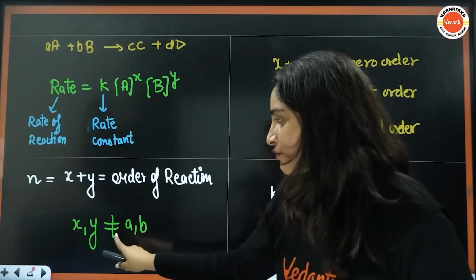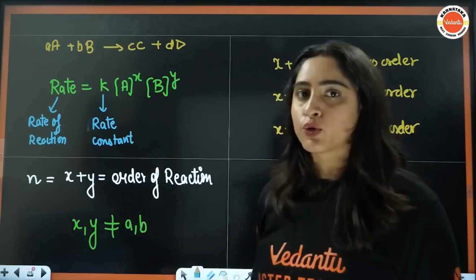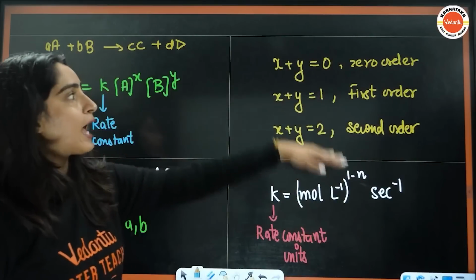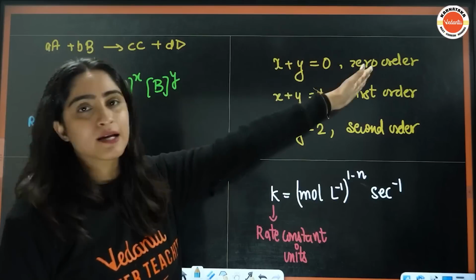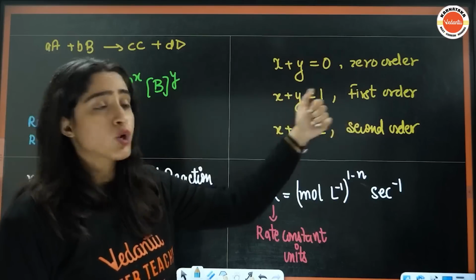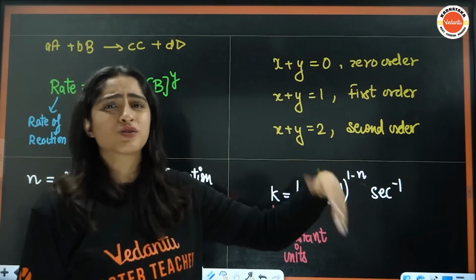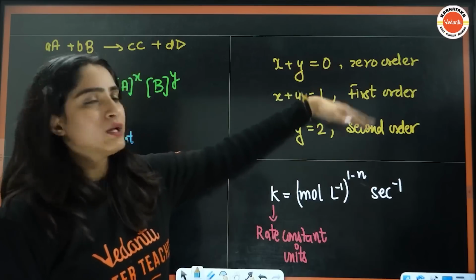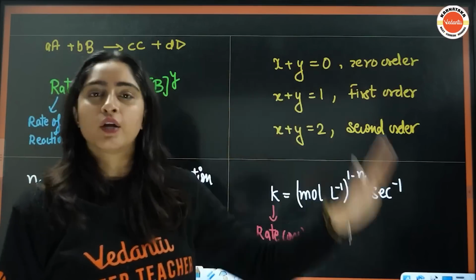I have written x and y, which are not equal to a or b, nothing to do with a or b, right? Next, x plus y equal to 0 is a zero order reaction, 1 is first order, 2 is second order, 3 is third order. You have only these orders of reaction in your syllabus.